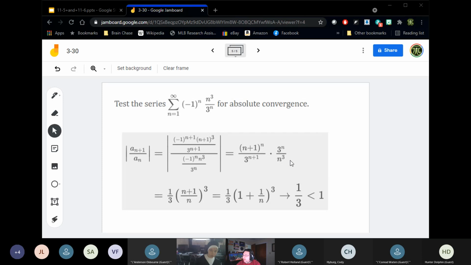If we look at this, 3 to the n plus 1 is no different than saying 3 to the n times 3, because remember, addition in the exponent is just the multiplication of like bases. So I have a 3 to the n on the bottom and a 3 to the n on the top, so I can cancel those 3 to the n's out. And that's where that 1/3 comes from, because it's the 3 to the first power that's left over. Then I have n plus 1 to the third power and n to the third power, so that's where I get the n plus 1 over n to the third power.